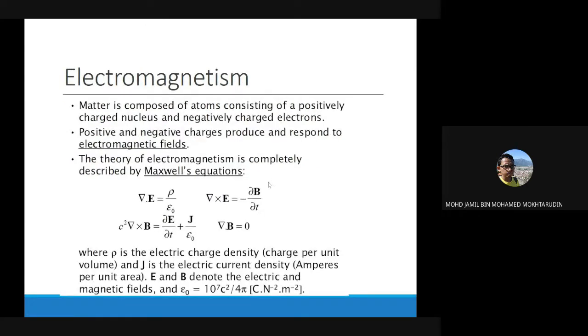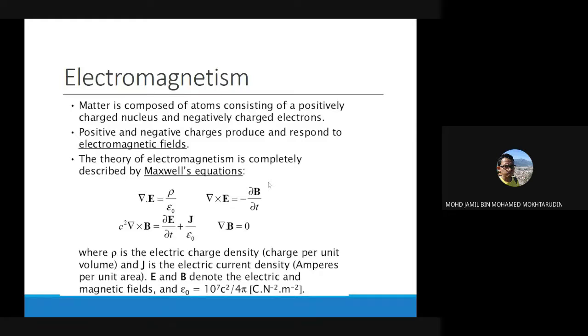Okay, so before we go into understanding electrical stimulation, let's go back to some basics about electromagnetism in general. Matter composed of atoms consists of positively charged nuclei and negatively charged electrons. Because of these particles, positive and negative charges, it creates electromagnetic fields between various atoms in a matter or in a material.